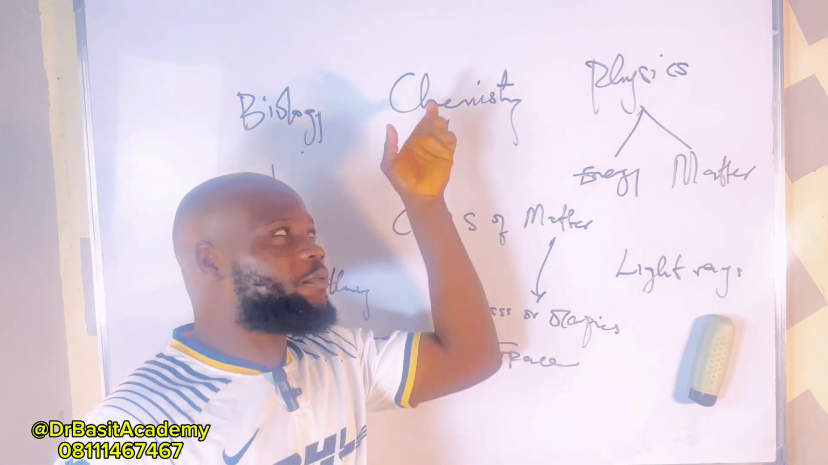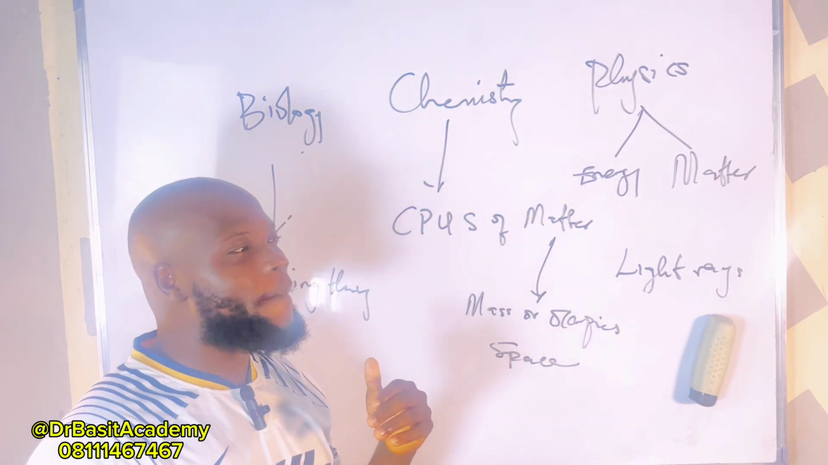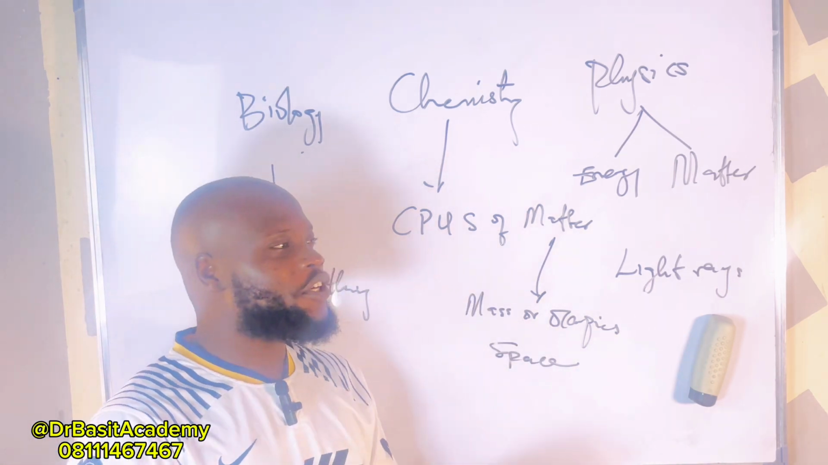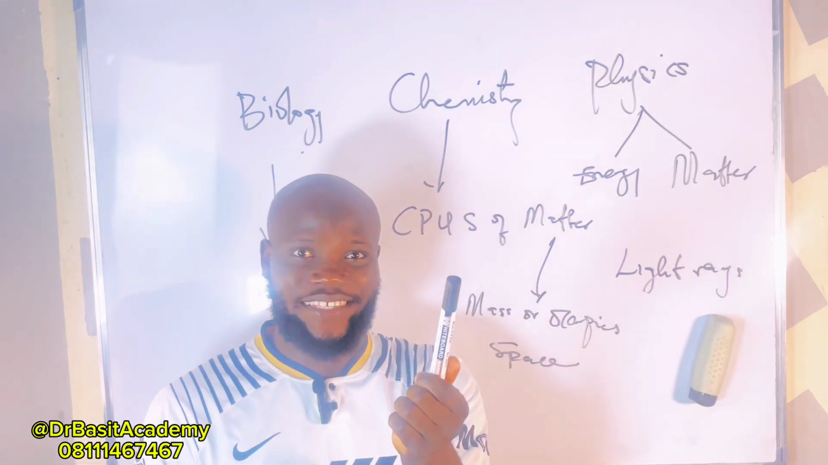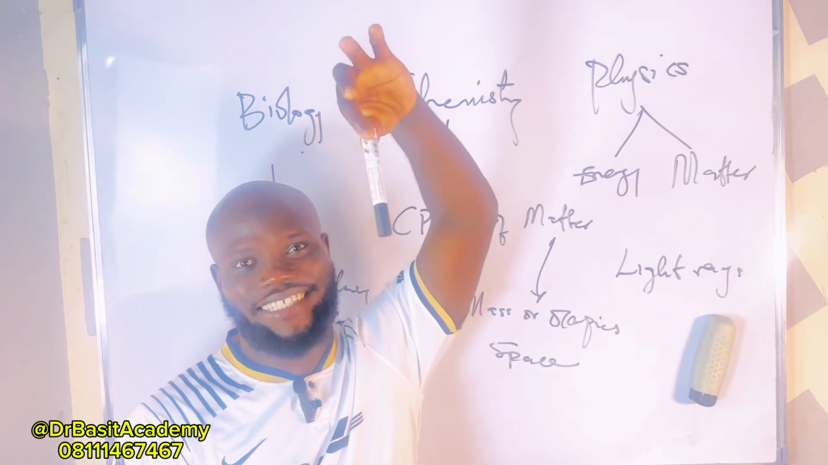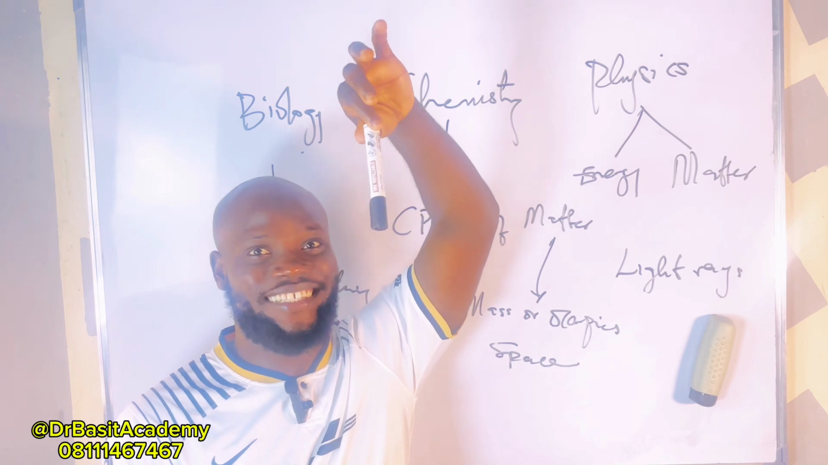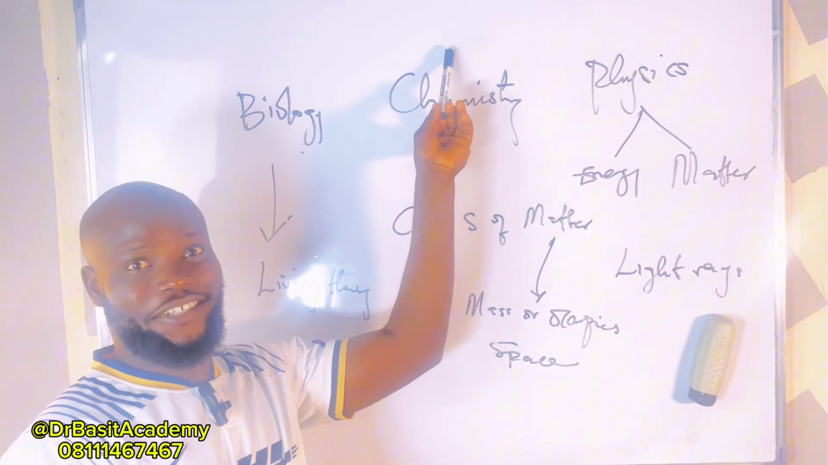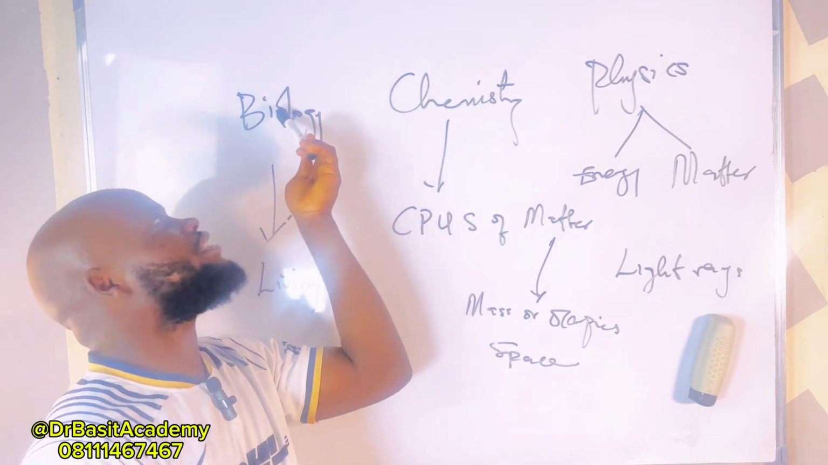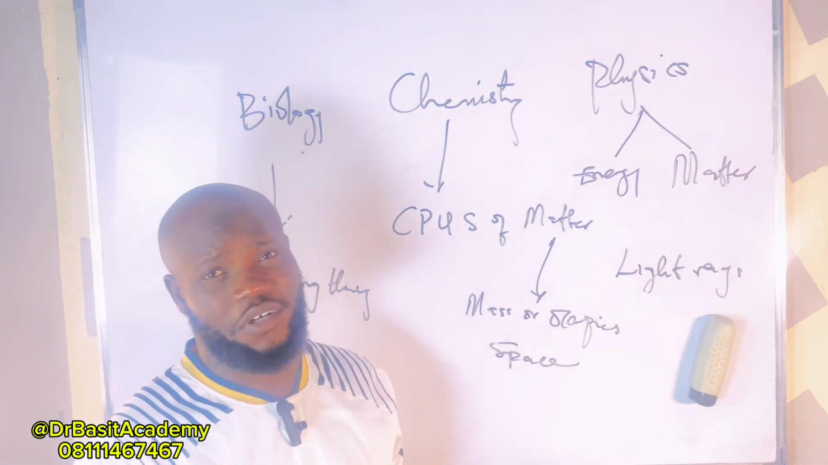And look, let me tell you, chemistry looks beyond living things because you see this marker, it occupies space, it has mass. Okay, so chemistry also looks at this. Chemistry studies this. Chemistry studies this board. Do you understand? So it means chemistry is more broad than biology because biology only focuses on living things.